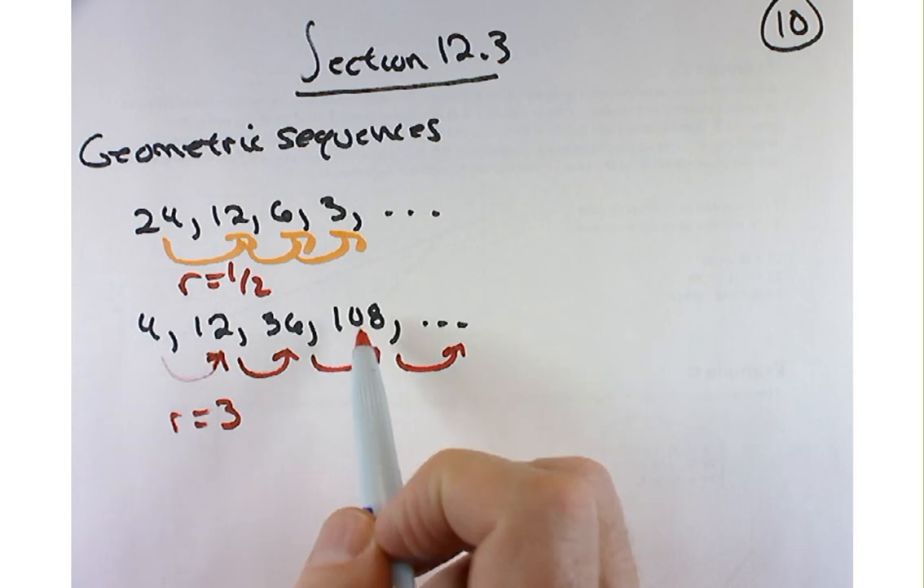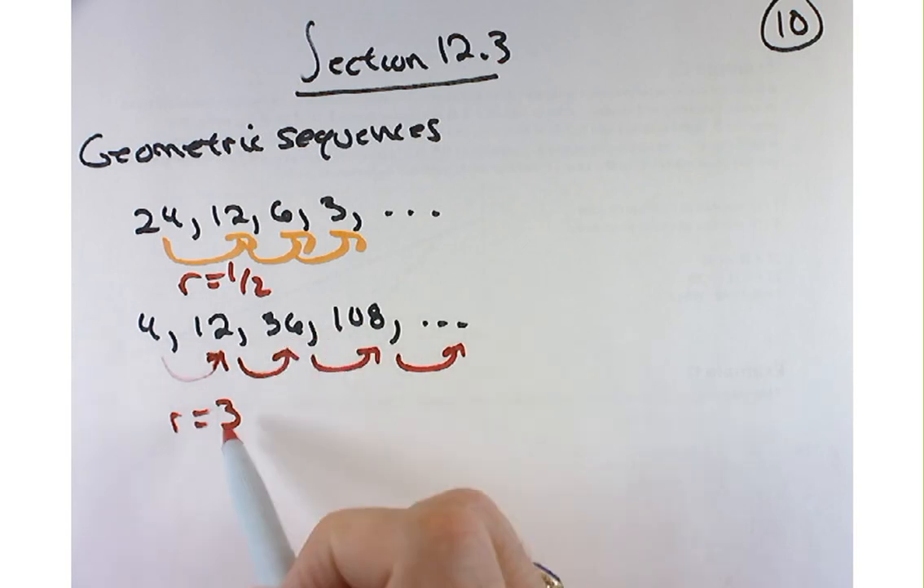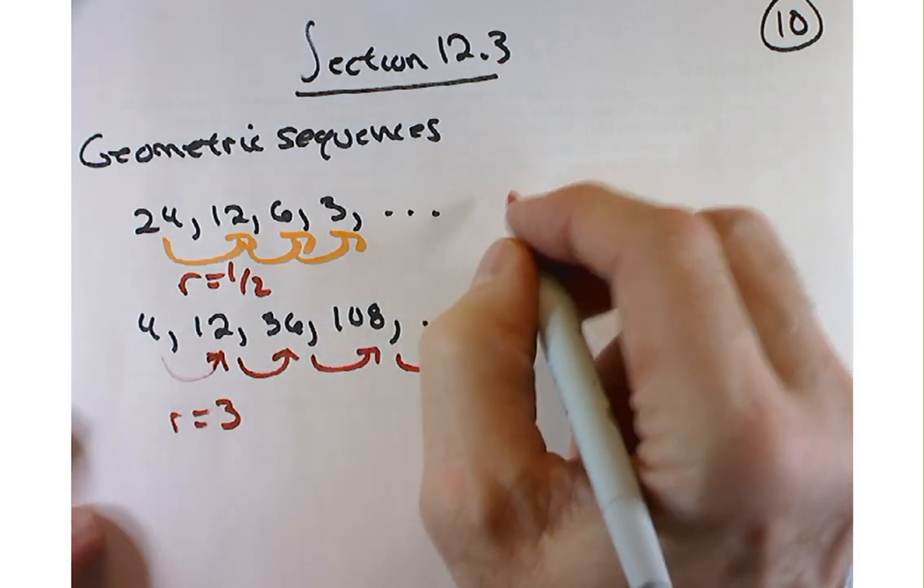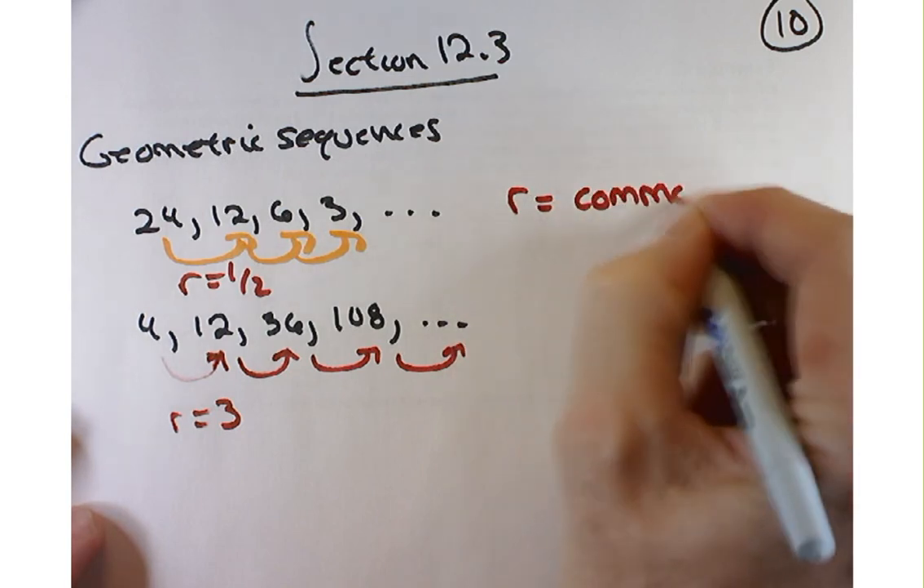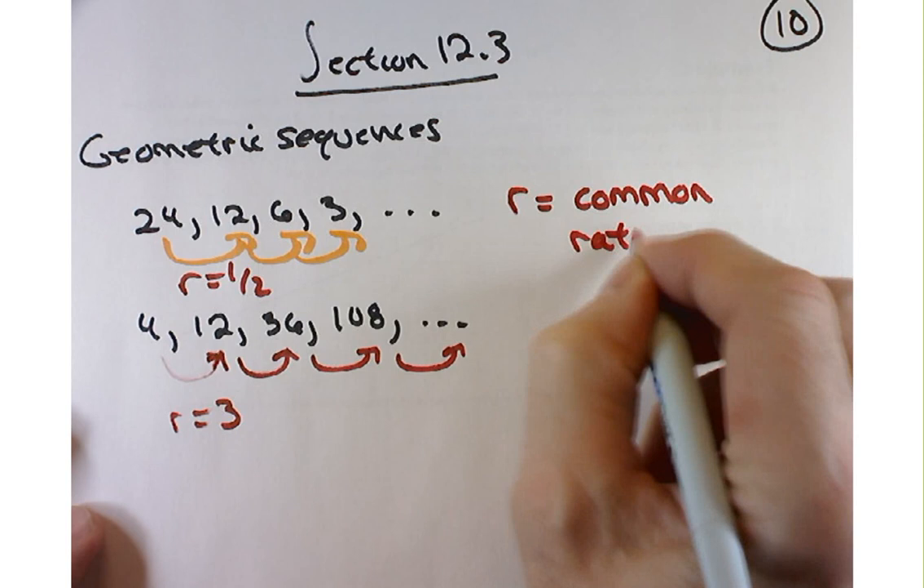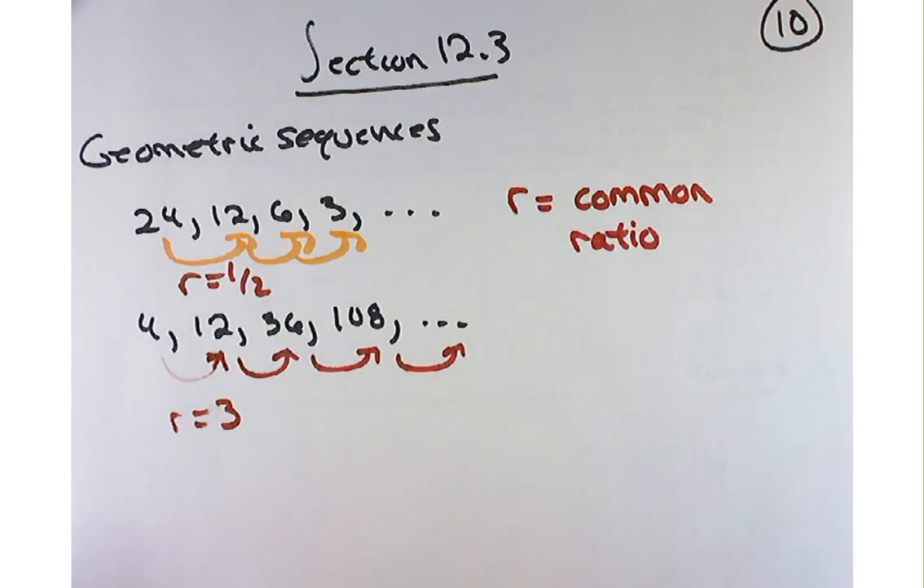The second number divided by the first number is always going to give you this value of r, which is your common ratio. Common ratio. And that's what defines a geometric sequence. You're multiplying by one constant term to get from one to the next. So that value is your r.